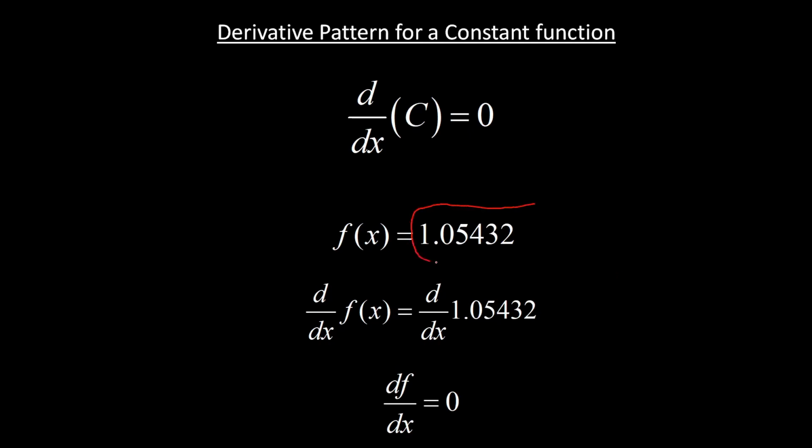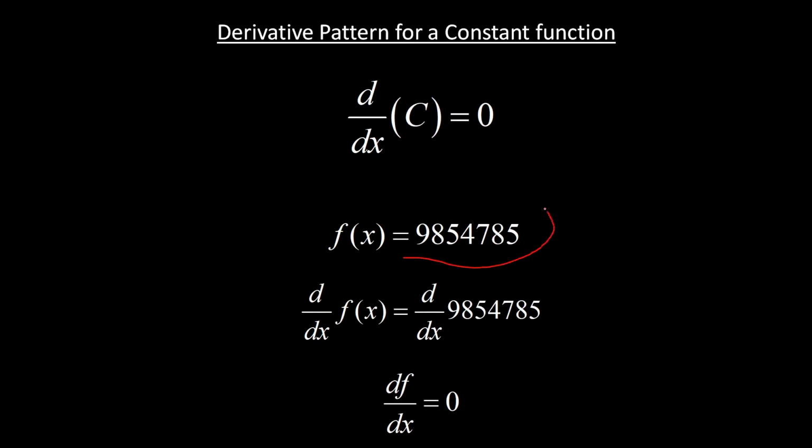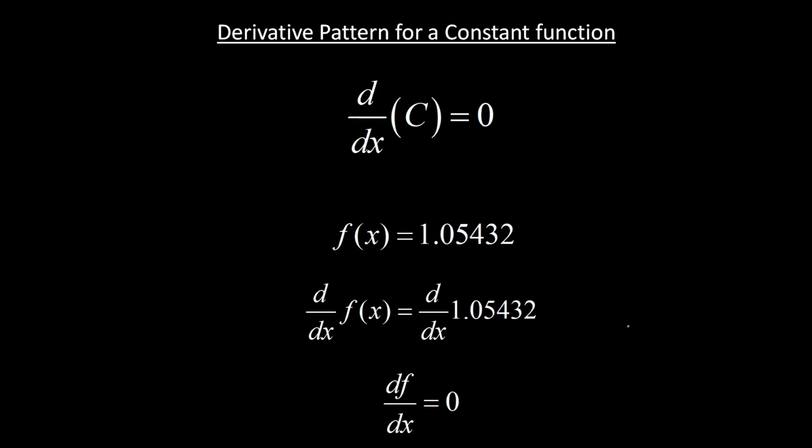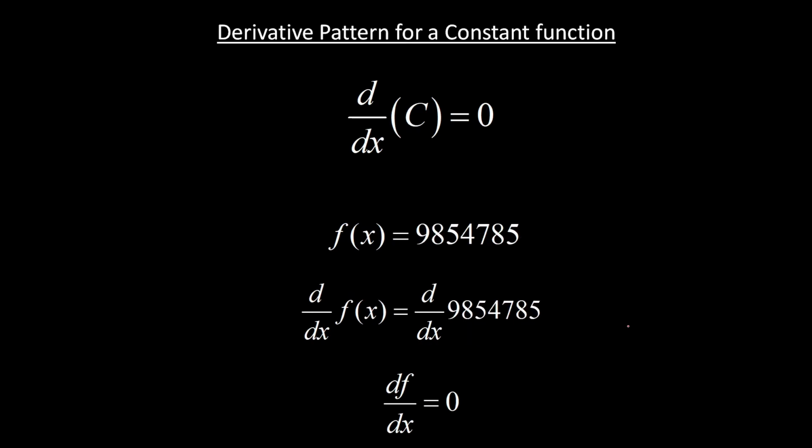And notice if I choose a different number, the derivative doesn't change. Because that's what it means to be the derivative pattern. It's always this. Even if I choose some larger number, the derivative pattern for a constant function is always 0.